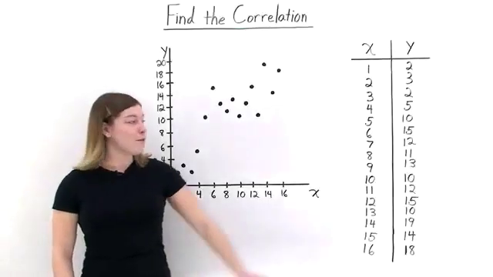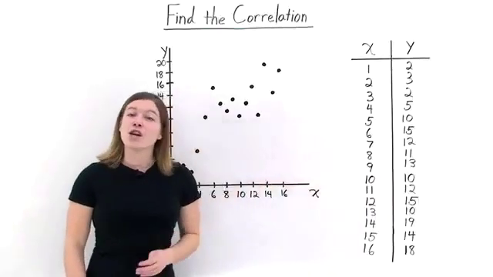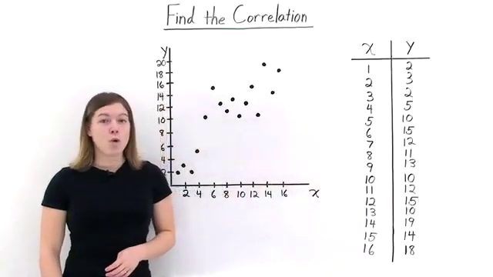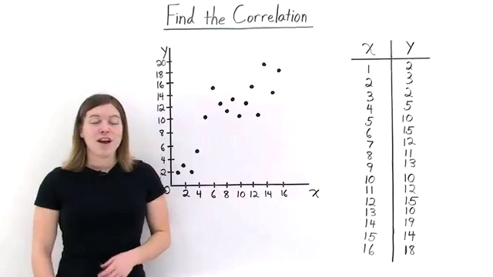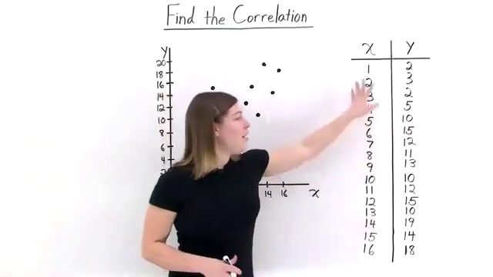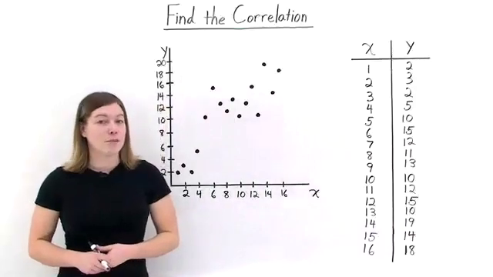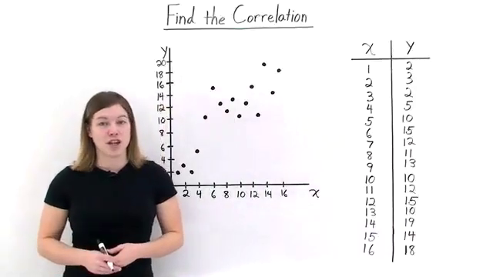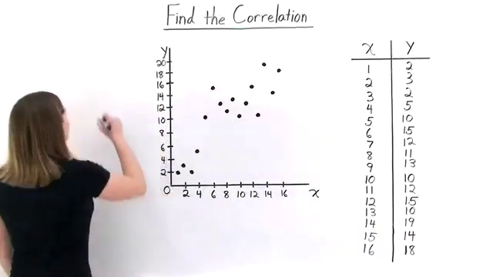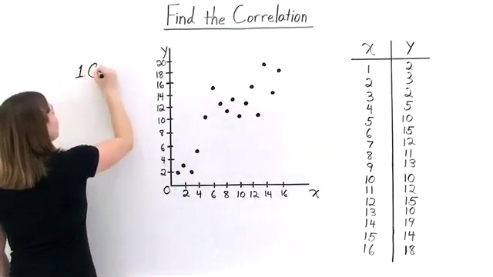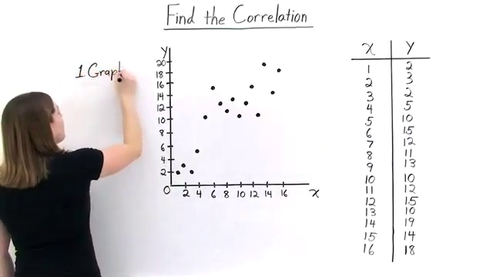Draw a scatter plot from the data that was given. Then determine if there was a positive, negative, or no correlation. For this problem, we've been given x and y data points, and we've been asked to see if there was a positive, negative, or no correlation. To do this, the first thing we want to do is graph all of our data.